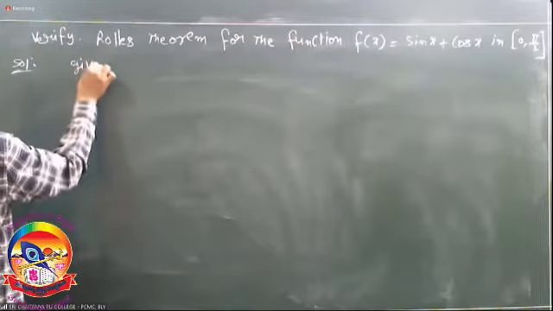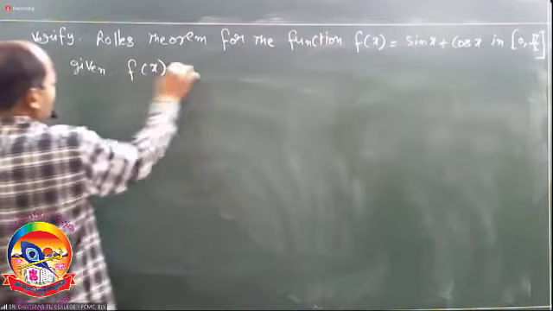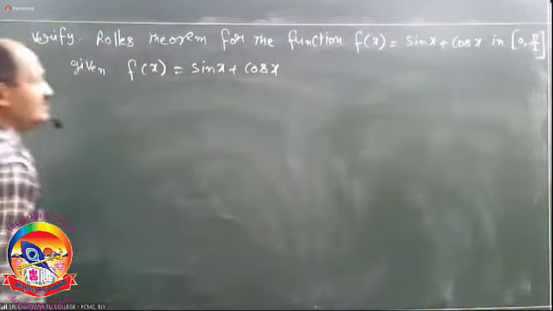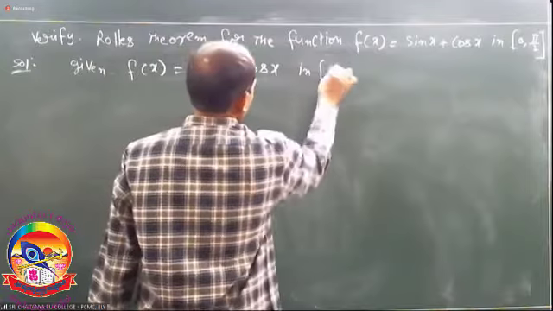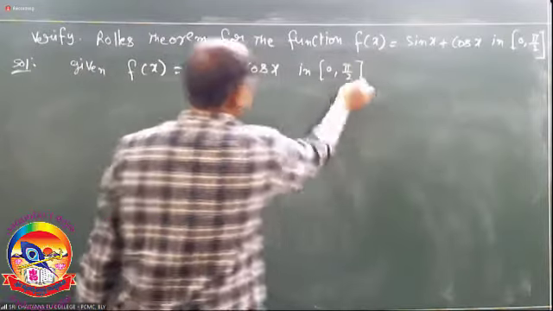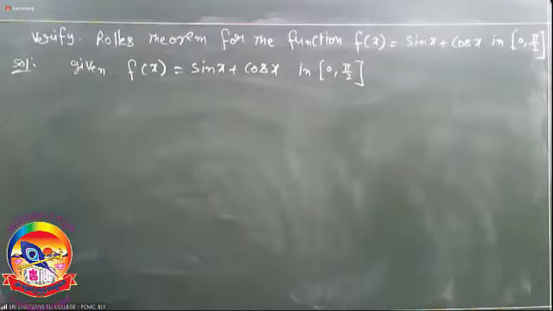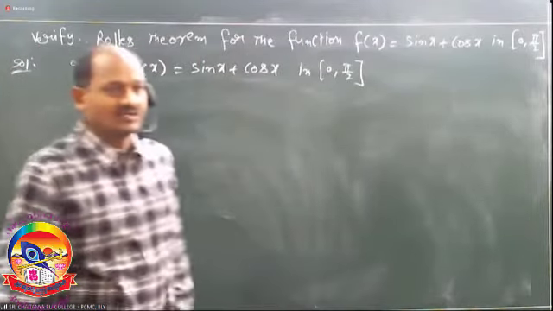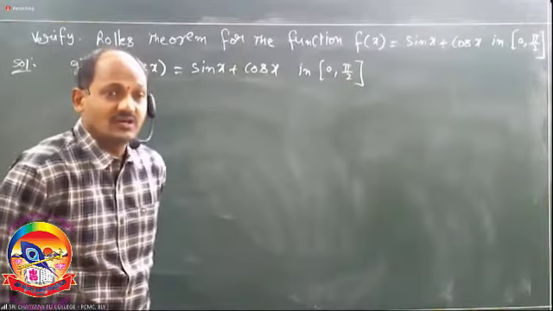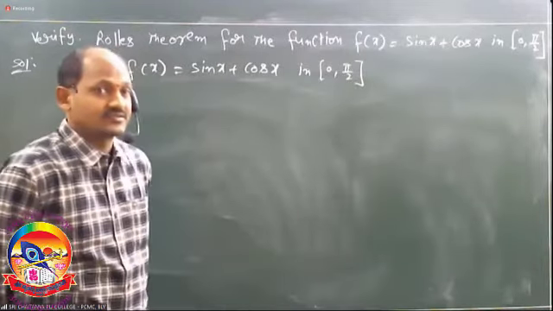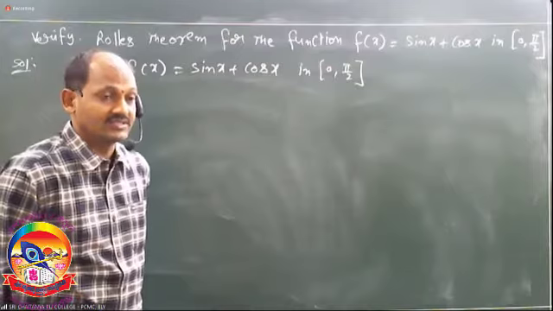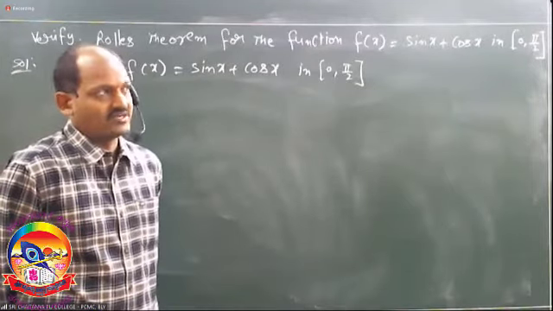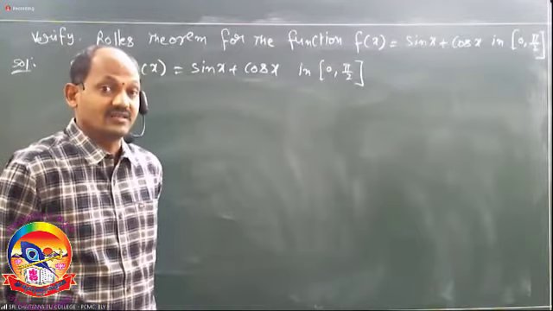Given f of x is equal to sin x plus cos x in the given interval 0 to pi by 2. Sin x and cos x both are trigonometric functions. Sin and cos both are continuous functions for all x. You know that every trigonometric function is continuous at its domain. Tan, cot, secant, cosecant all are continuous at their domain.